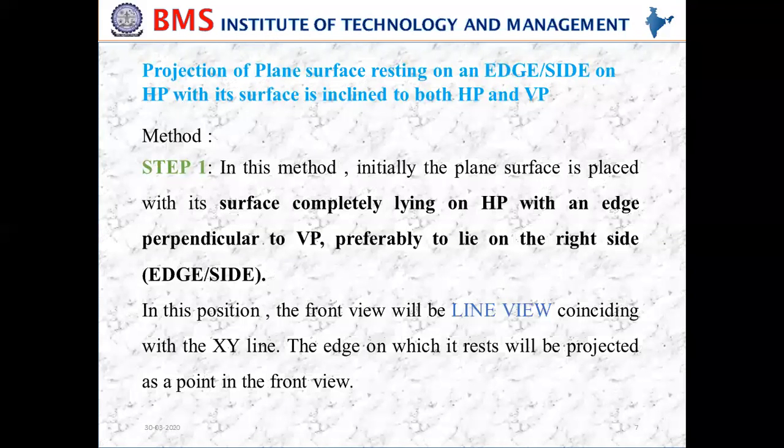So it is lying on HP completely with an edge perpendicular to VP, preferably to lie on the right side. Which one? Edge or side? The edge resting on HP, which I told about, that edge has to lie on the right side. So that we'll discuss in the example. In this position, when the lamina is kept parallel to HP, the front view will be the line view. Top view will be the true shape.